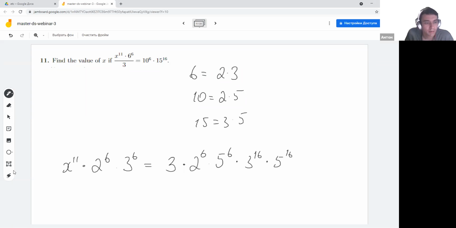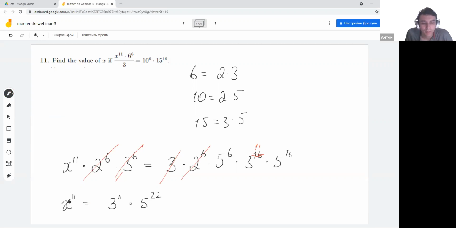Well, now I can just divide both sides by 2 to the power of 6. And I can also divide both sides by 3 to the power of 6. This will give me 3 to the power of 11 here. So let me rewrite it. I have x to the power of 11 equals 3 to the power of 11 times 5 to the power of 22. Well, seems still a little bit scary, but not so scary as in the beginning.